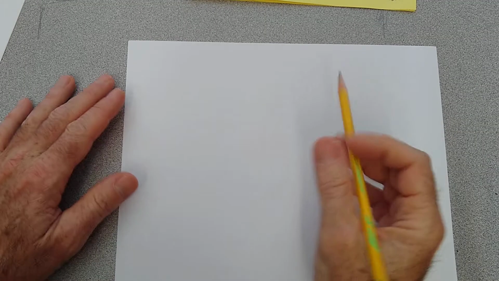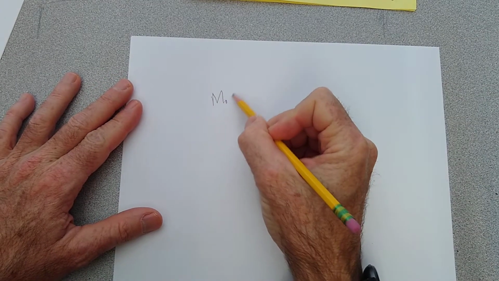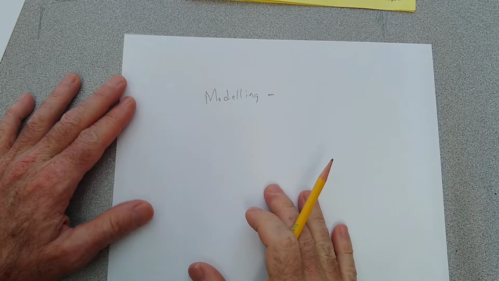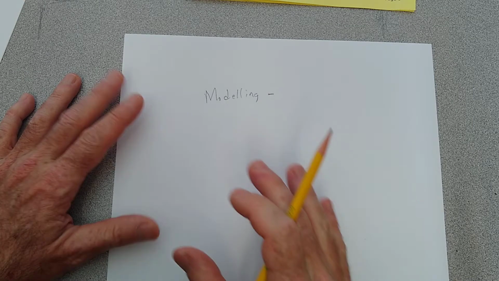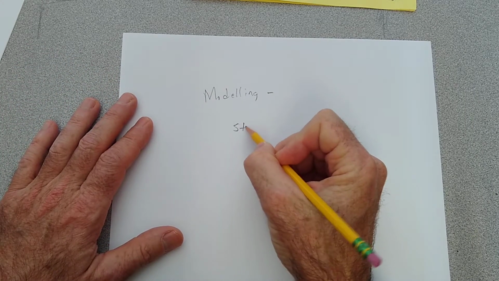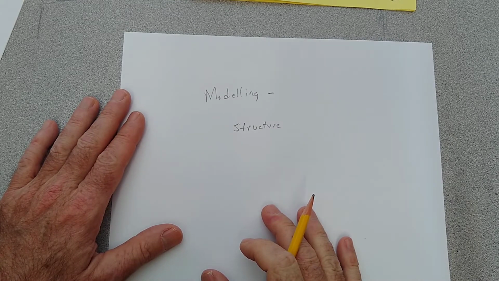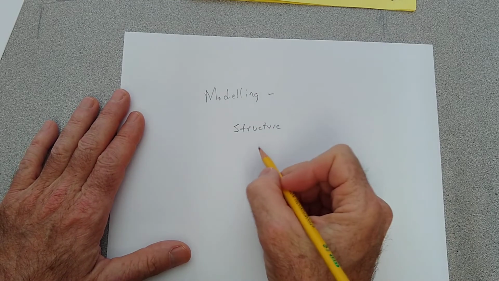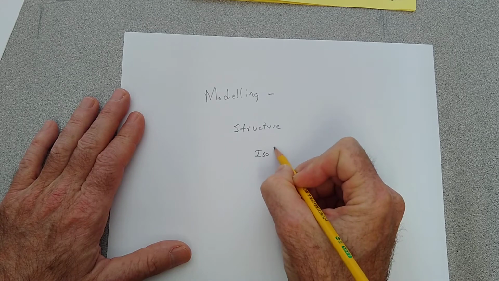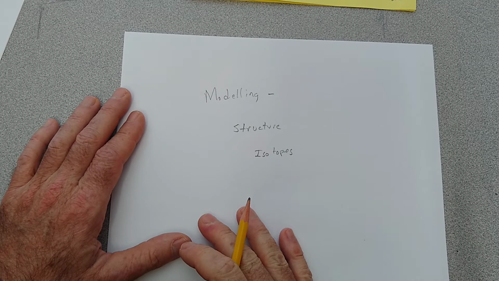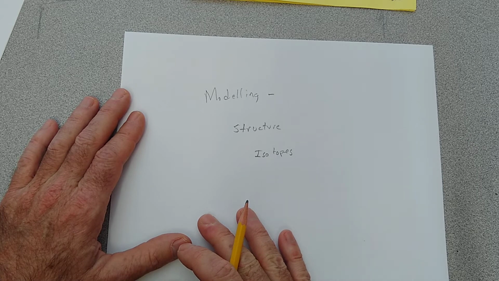All right, that's it. So basically this test is about modeling the atom. And you need to know all the different ways that we model the atom. You also need to understand the structure of the atom, like where the protons, neutrons, and electrons are and what their charges are. You also need to remember what isotopes are. Those are in our notes, and we worked with those. Isotopes are atoms of the same element that have different masses. And the reason they have different masses is because they have different numbers of neutrons, okay?